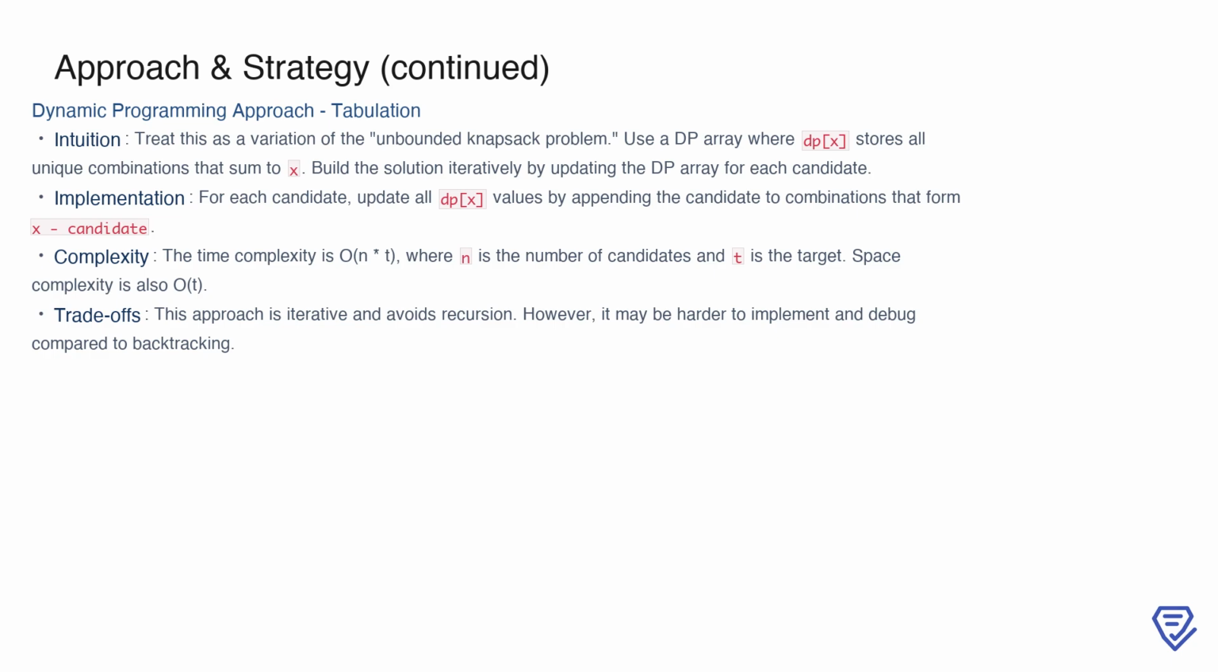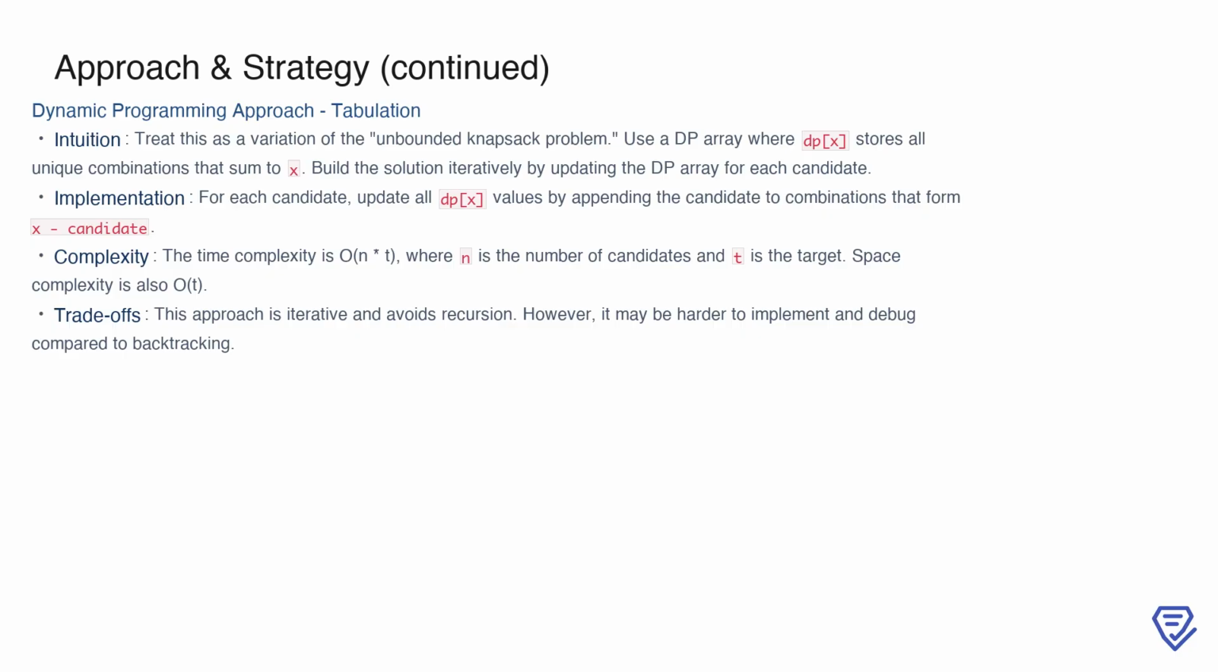For a given candidate, we update all DP x values by appending the current candidate to combinations that form x minus the candidate. This way, we systematically construct all possible sums up to the target value. The time complexity of this approach is n*t, where n is the number of candidates and t is the target. The space complexity is t, because the DP array grows with the target size.